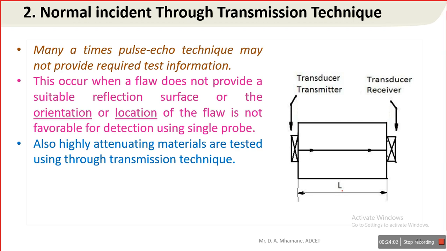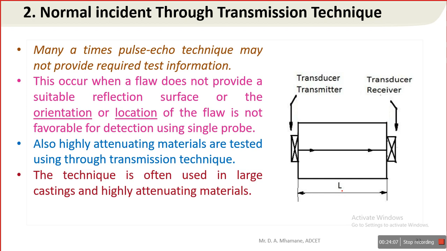Highly attenuating materials are tested using the through transmission technique. The technique is often used on large castings and highly attenuating materials. What is meant by attenuation? It is the loss of sound energy due to scattering and absorption. So in the case of a material which absorbs a lot of sound energy, the through transmission technique is used.